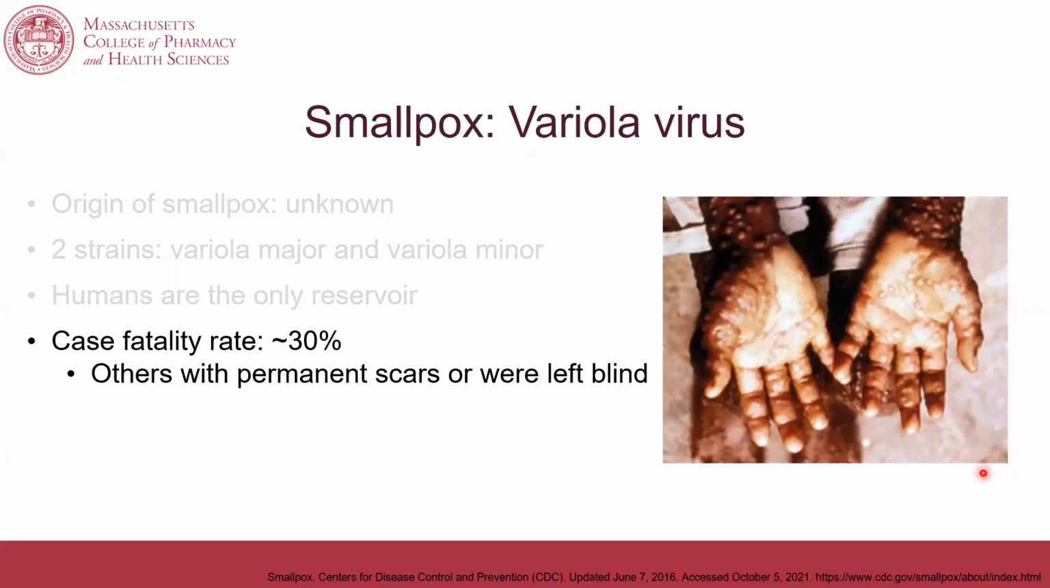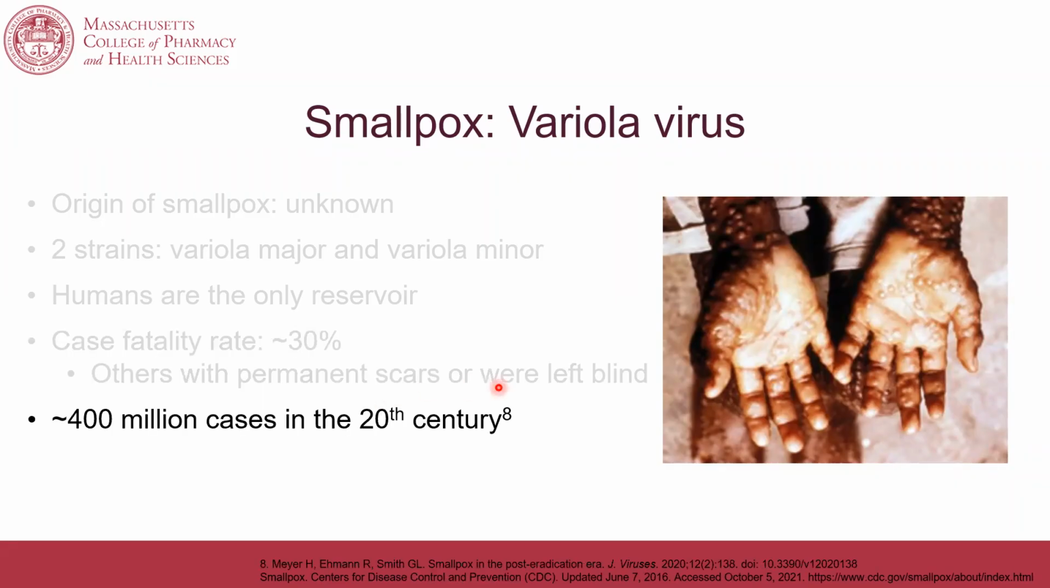And again, this is a deadly disease. The case fatality rate is estimated to be about 30%. And of those who didn't die, others either developed permanent scars or were left blind. So it's a really debilitating disease. And it's estimated that there were about 400 million cases in the 20th century, which is crazy.